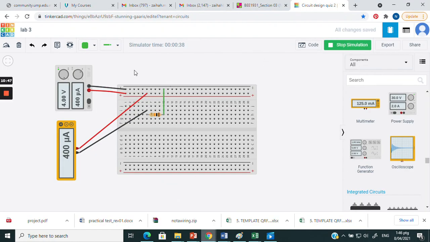So before I end this video, I would like to remind you that you need to share this diagram inside your report, and submit it to the column. Okay, so that's all. Thank you.